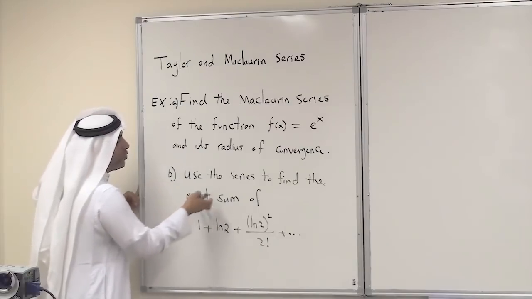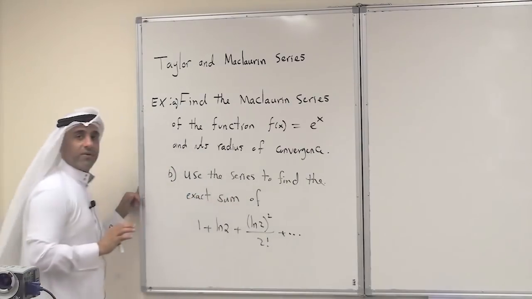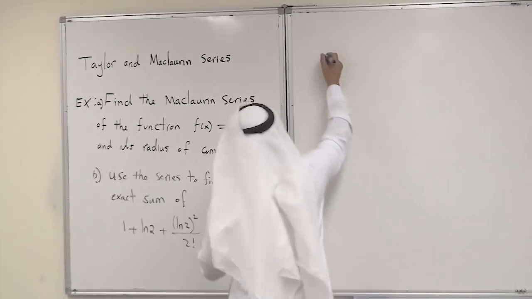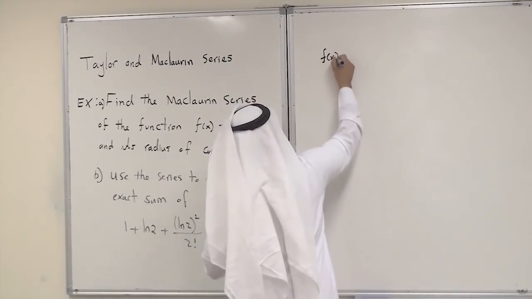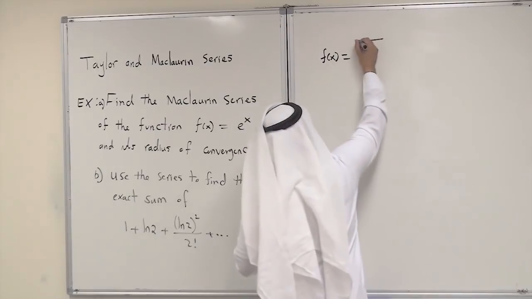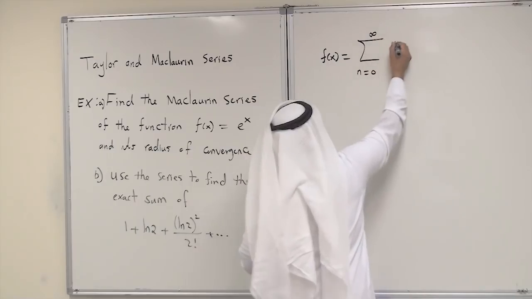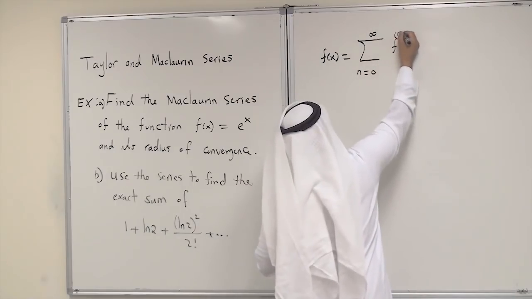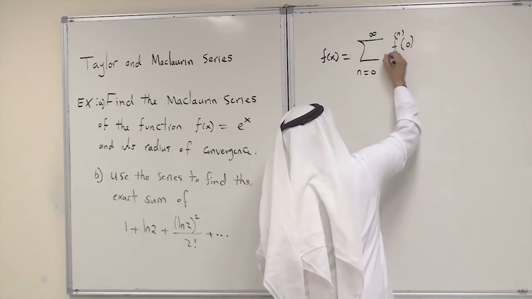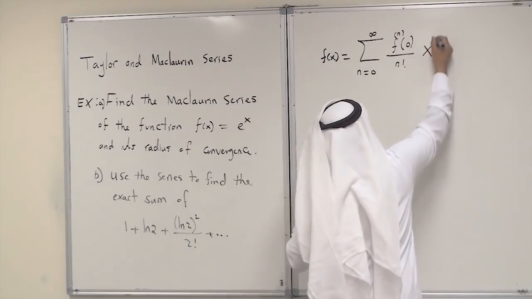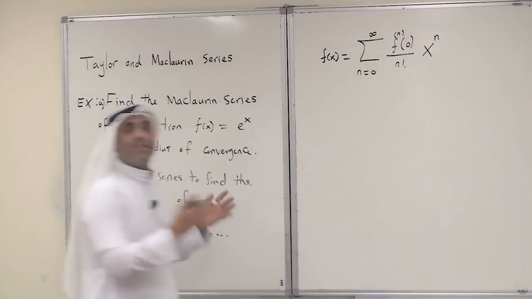The second part, we need to use it to find the exact sum of the following series. Okay, so let us start the process here. I have f of x by the formula. By the Maclaurin series, this is equal to the sum from n equals 0 to infinity of the nth derivative of the function evaluated at 0, divided by n factorial, multiplied by x to the power n. That is the formula we have.